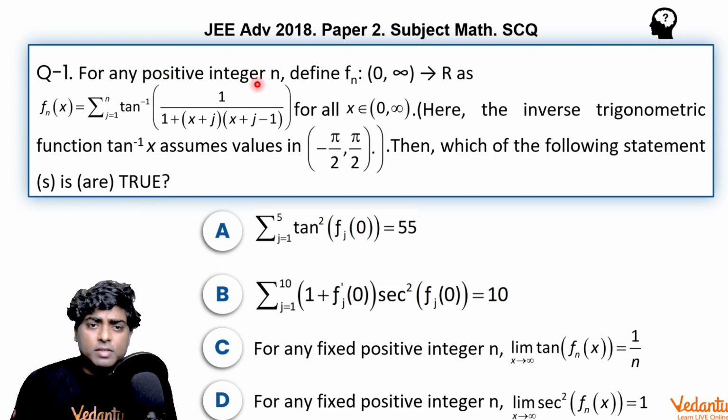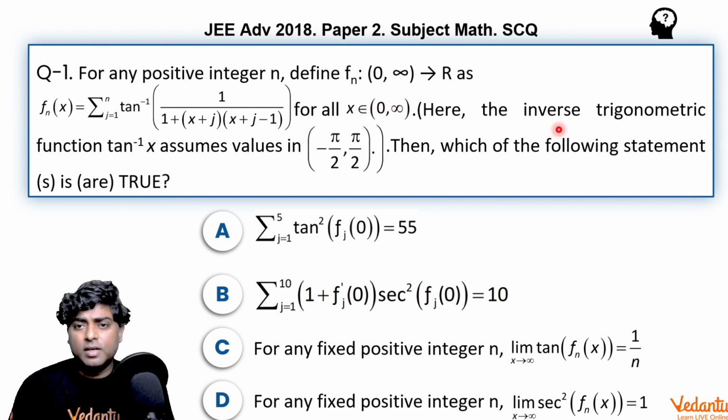It says for any positive integer n, define fn as domain open interval 0 to infinity to codomain capital R, all real numbers, as fn x is equal to sigma j equal to 1 to n, tan inverse of 1 upon 1 plus (x plus j) into (x plus j minus 1), for all x belongs to open interval 0 to infinity. Here the inverse trigonometric function tan inverse assumes principal values in the open interval minus pi by 2 to pi by 2. Then which of the following statements are true? So one or more options can be correct.